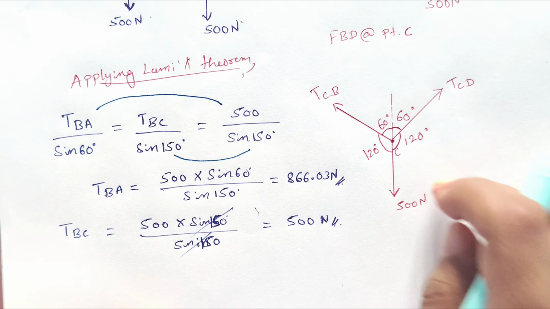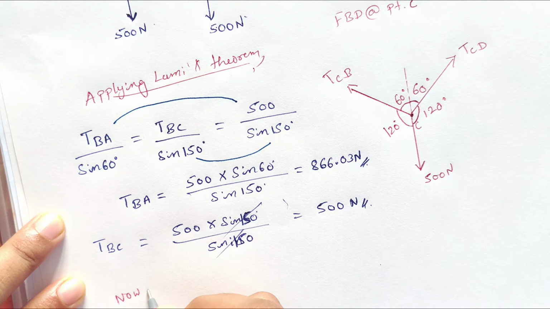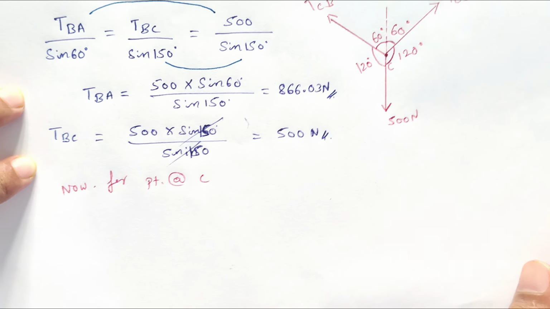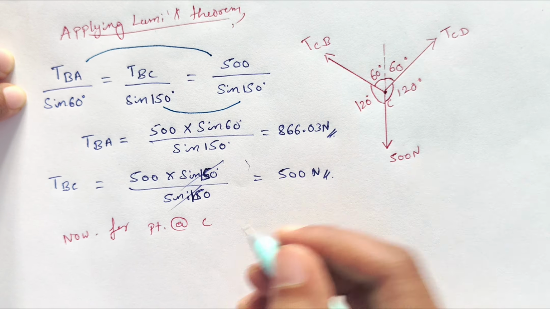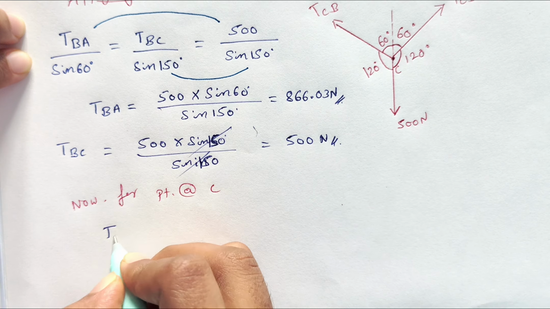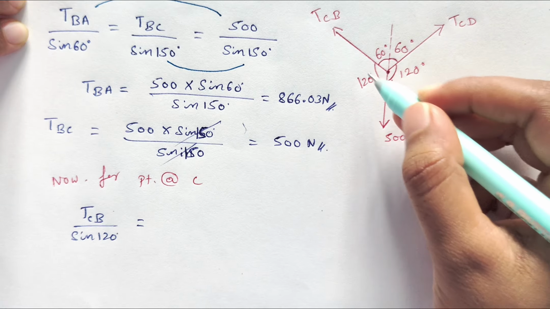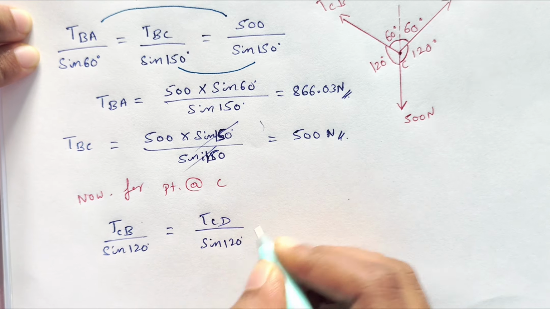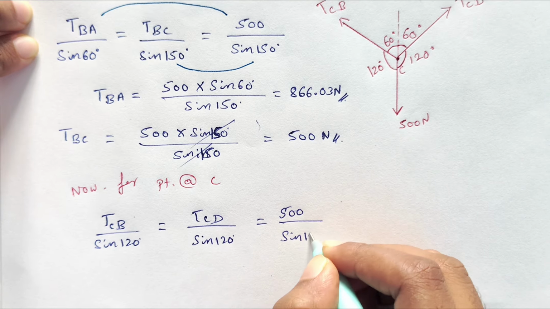Now for point C. What will you do? Just apply Lami's theorem. TCB divided by sine 120 is equal to TCD divided by sine 120, which is equal to 500 divided by sine 120.